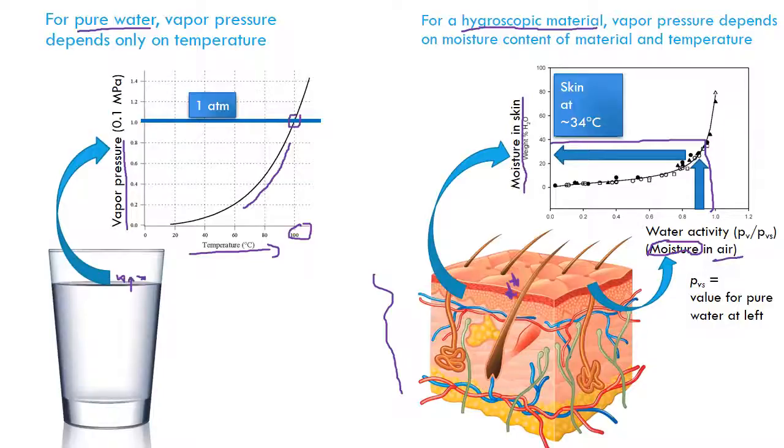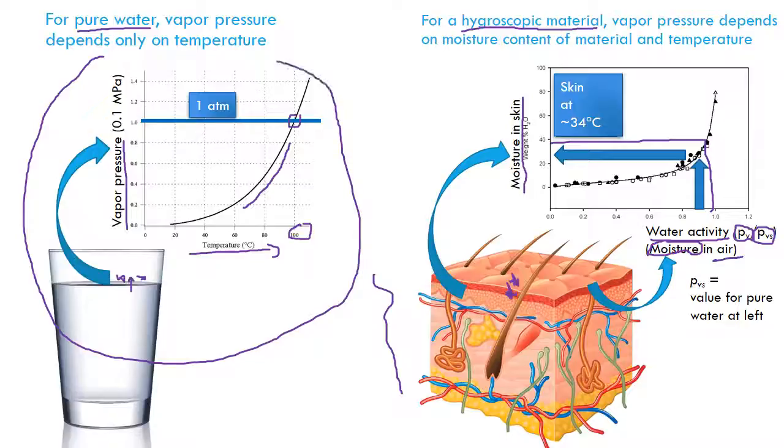So this moisture in the air, the variable that is used in practice is water activity, which is vapor pressure divided by the vapor pressure of pure water. That's the part that we did here. So this is the vapor pressure of pure water. So from here we can find what is PV.